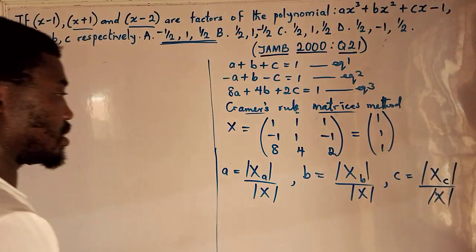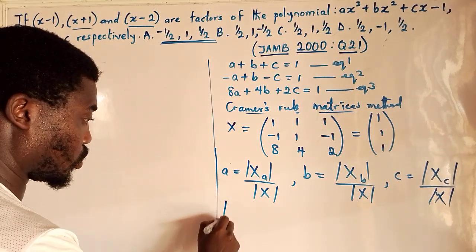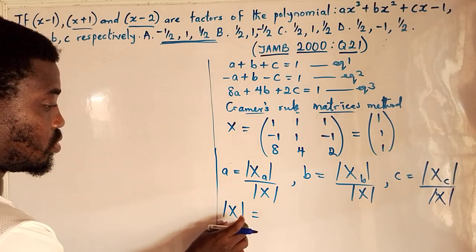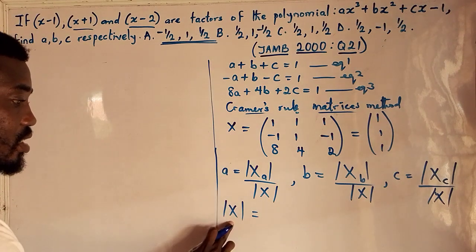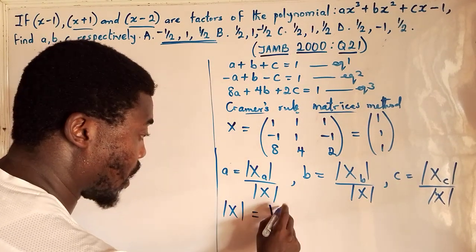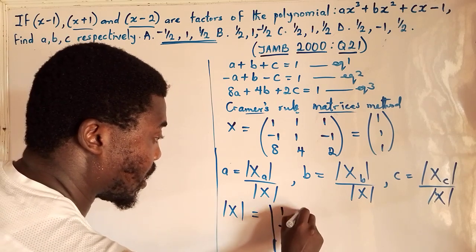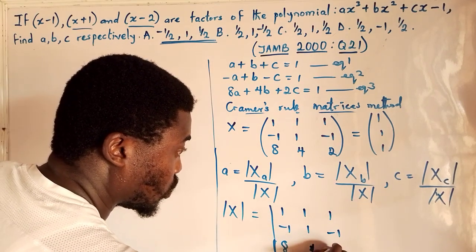So what is the determinant of X now? X is already given to us. These strokes mean that this is the determinant of X. This is matrix X, and I'm going to put it in strokes. We have 1, minus 1, 8. We have 1, 1, 4. And then we have 1, minus 1, 2.